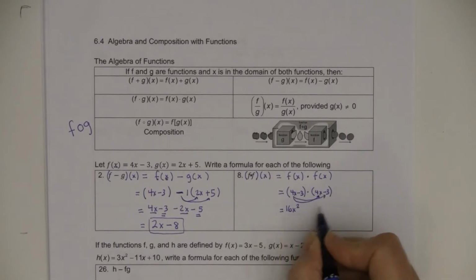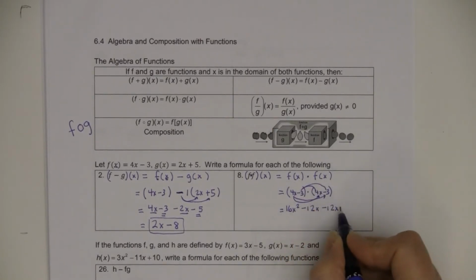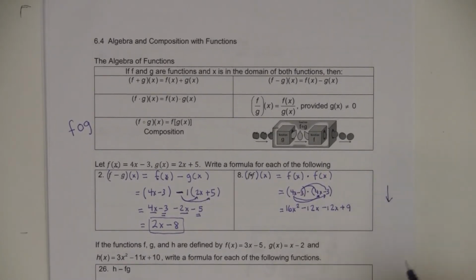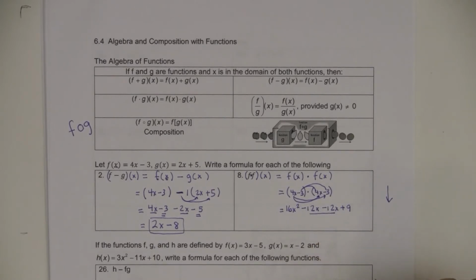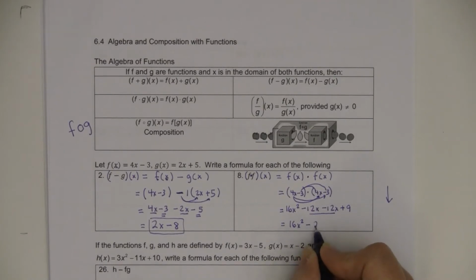And minus 12x, and another minus 12x on the inside. And a negative 3 times a negative 3 is a positive 9. Make a note to myself that I should have more room here. And then I'm going to combine like terms. That's negative 12x and negative 12x. When I add those together, because they're both negative, it is negative 24x. So this is 16x squared minus 24x plus 9.